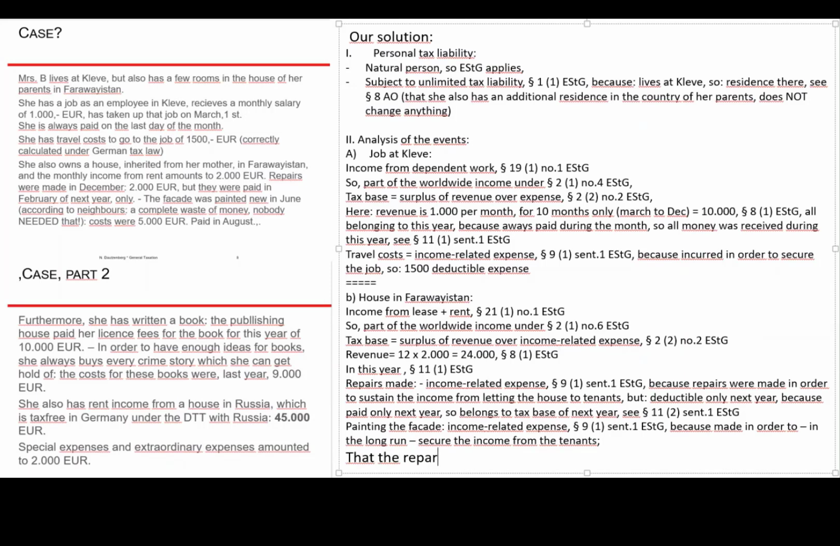That the repairs are not necessary has no importance at all. It is sufficient that they are caused by the income motive. So 5,000 is deductible.